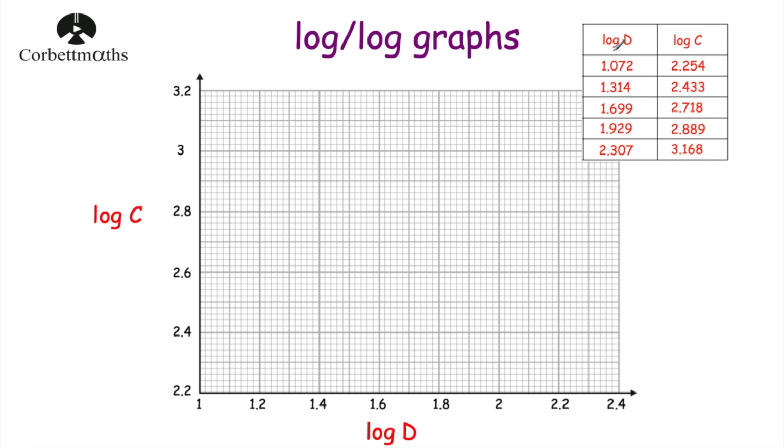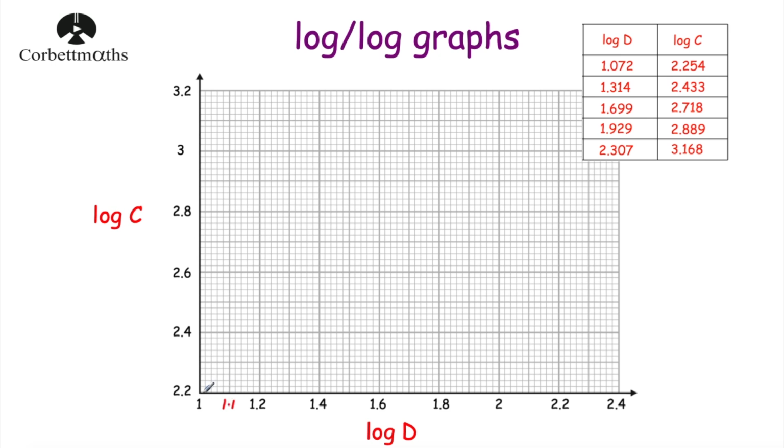So our first one was 1.072 and 2.254. So we're going to go 1.072 across. So let's have a look at our scale. We've got 1, then this would be 1.1, 1.2, 1.3, 1.4, and so on. So if this is 1.1 here, 1.1 here, we would then be going up in 0.02.